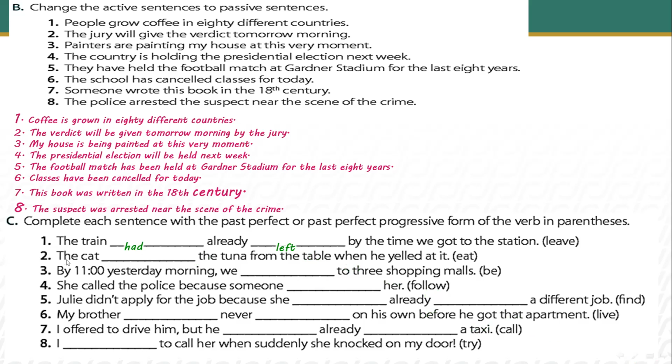Let's move to number 2. The cat had been eating the tuna from the table when he yelled at it. So the answer will be had been eating. By 11 yesterday morning, we had been to 2 or 3 shopping malls. And the answer will be had been.